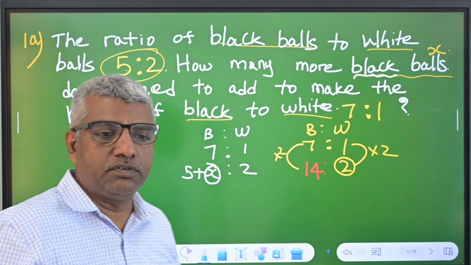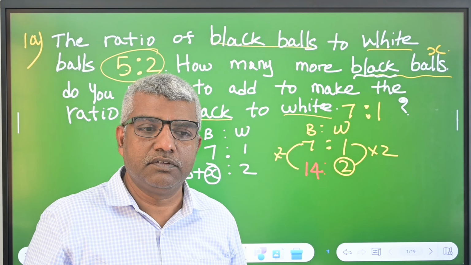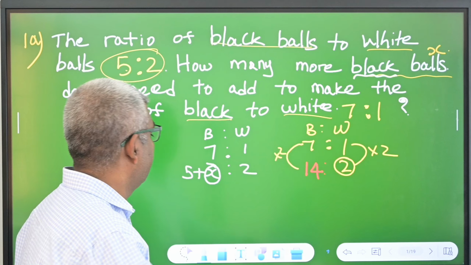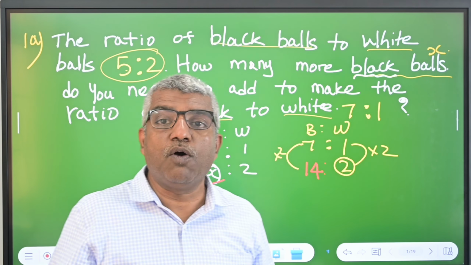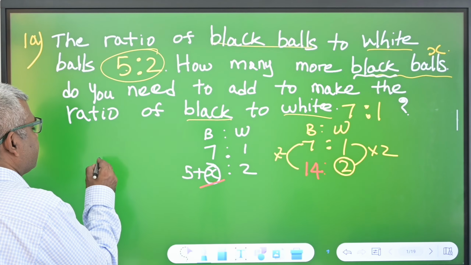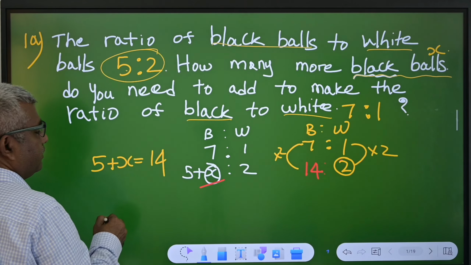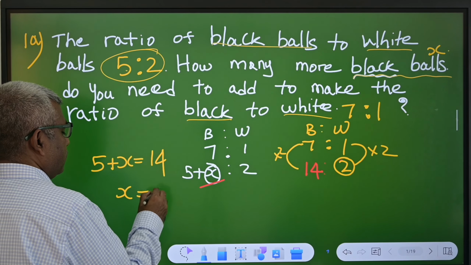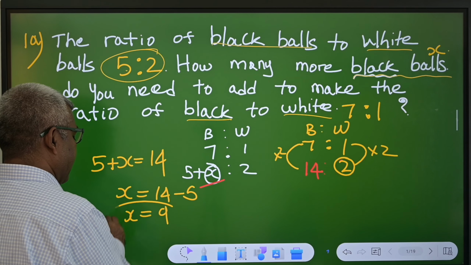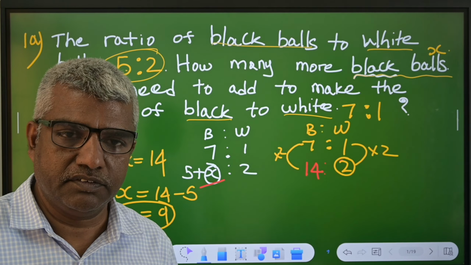Now what to do? Simplify. What is our goal? We need to find how many more. What is x? So 5 plus x is equal to 14. x is equal to 14 minus 5. x is equal to 9. Clear?